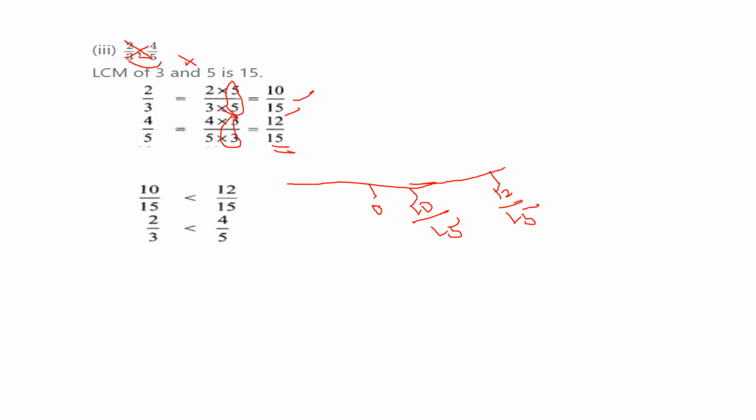So here it goes, right hand side means 12 by 15 is greater. 12 by 15, corresponding number here 4 by 5. So therefore 4 by 5 is greater.